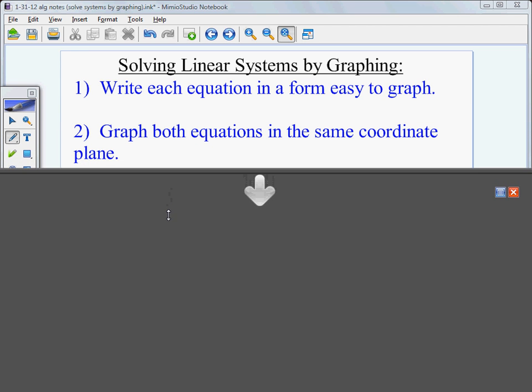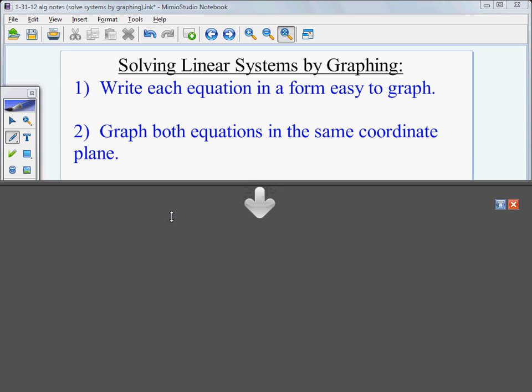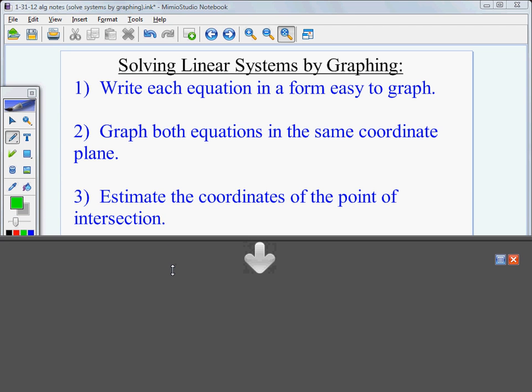Once you've written them in a form that's easy to graph, graph both equations in the same coordinate plane. That's going to result in two lines in the same plane. You then want to estimate the coordinates of the point of intersection. So find where the two lines intersect, put the dot right there, and estimate what those coordinates are.